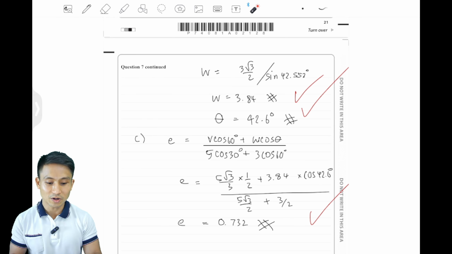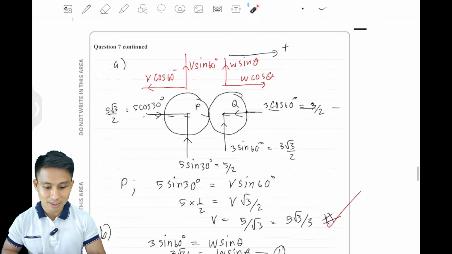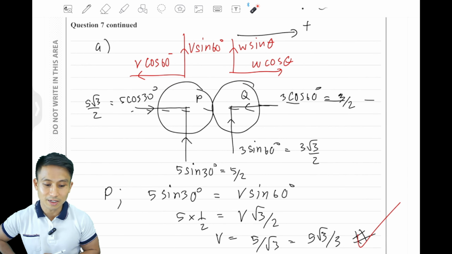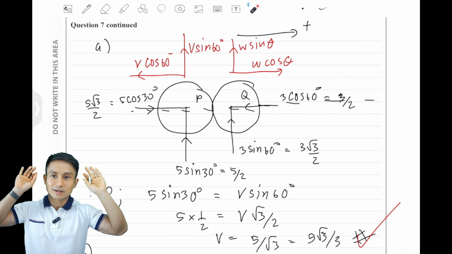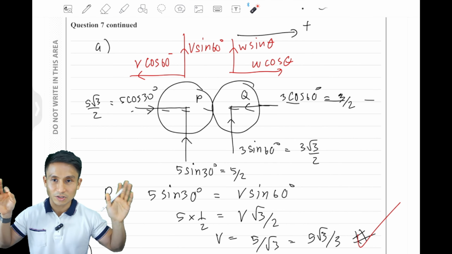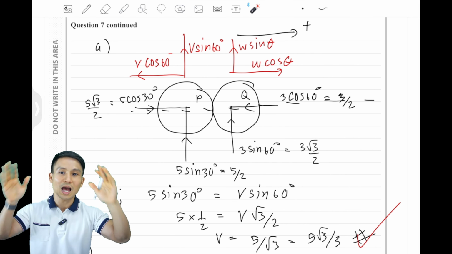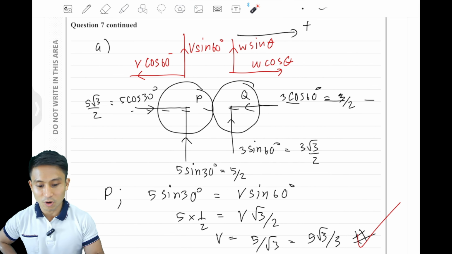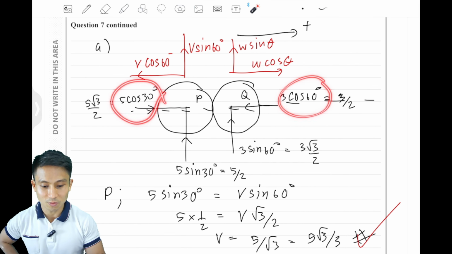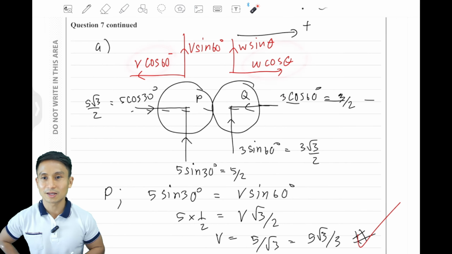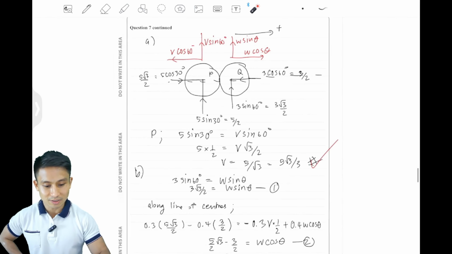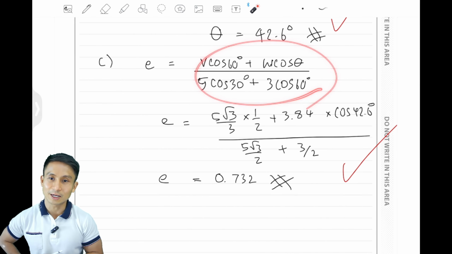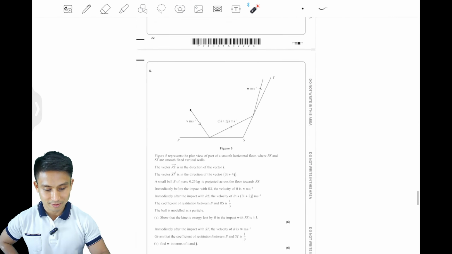So v cos 60 and w cos theta, they are both the components of velocity along the line of centers after the oblique collision. The one before is just this one and this one. The one after is just this one and this one. Make sure you take care of the signs, because when they go in opposite directions, the relative speeds add up like these. Okay, that's fine.